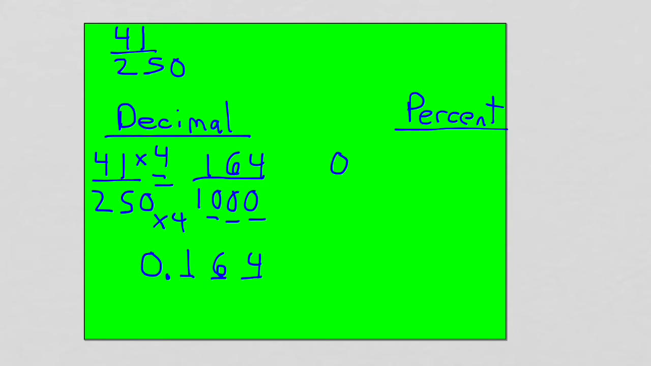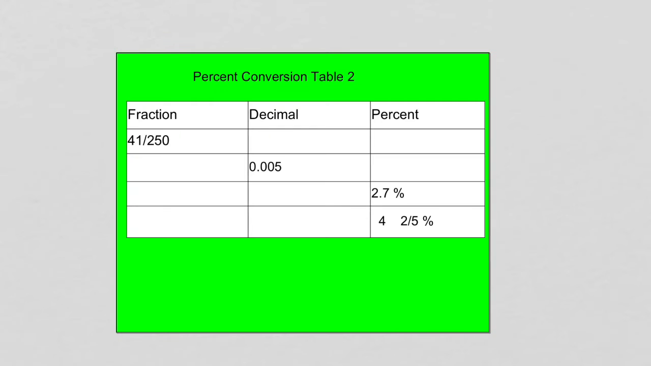The percent, of course, you take that decimal and multiply by 100. That's just the decimal moving 1, 2, and that's 16 and 0.4%. And so the decimal is 164 thousandths, and the percent is 16 and 0.4%.